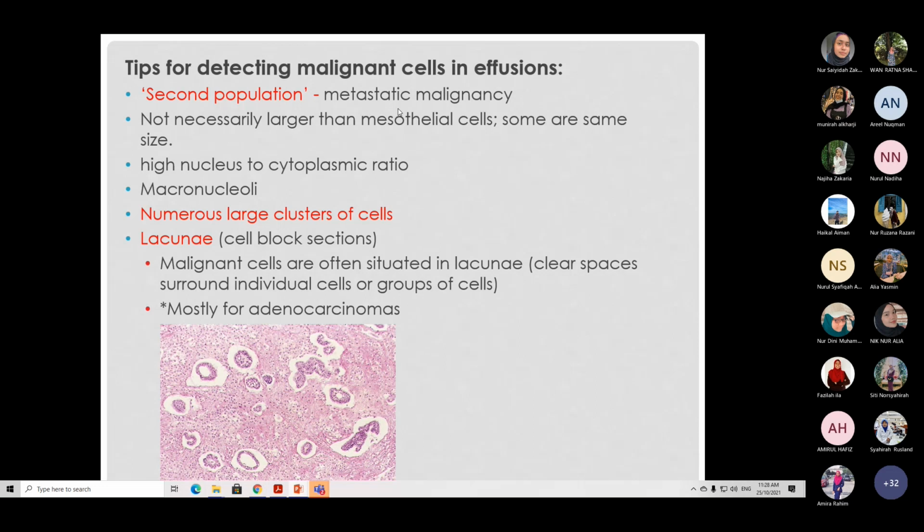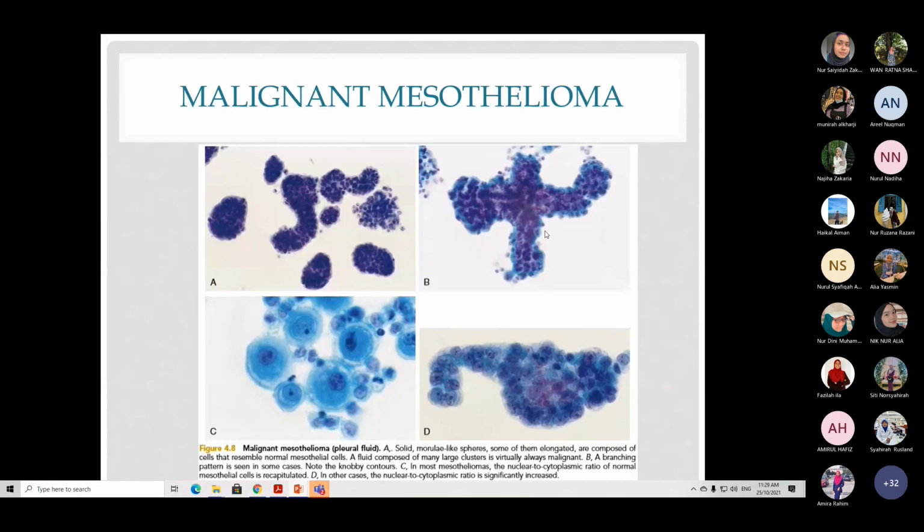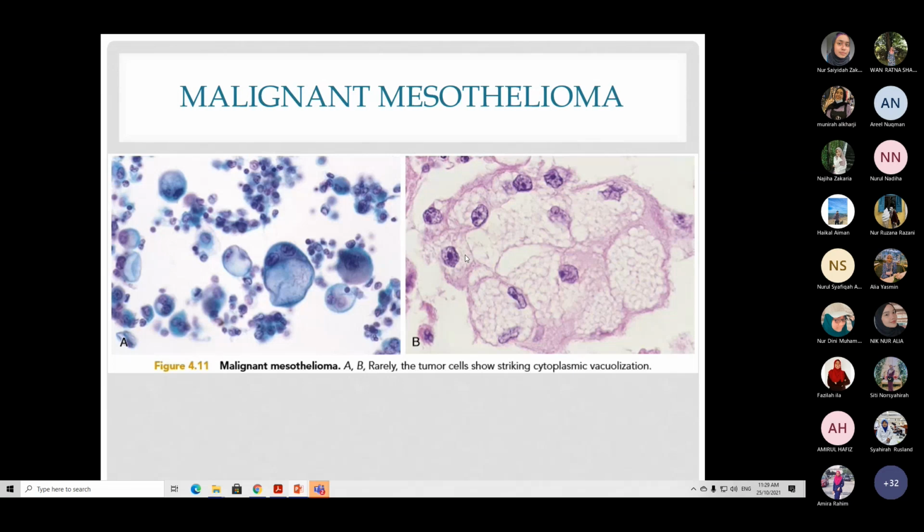So the malignant cells are not necessarily larger than mesothelial cells. Beware, cancer cells are not necessarily larger than the normal cell. It can be the same size. Of course, it has a high nucleus to cytoplasmic ratio. Another feature is macronucleoli and numerous large clusters of cells. This one is important. You see a lot of images here, large clusters. This is another important feature.